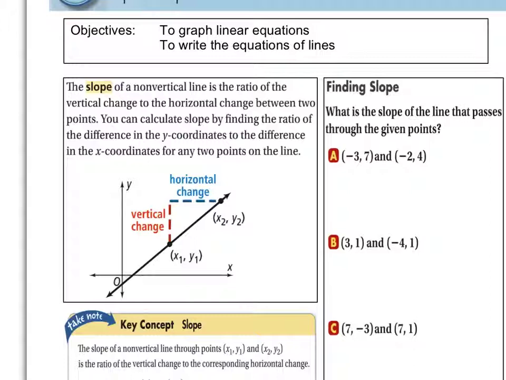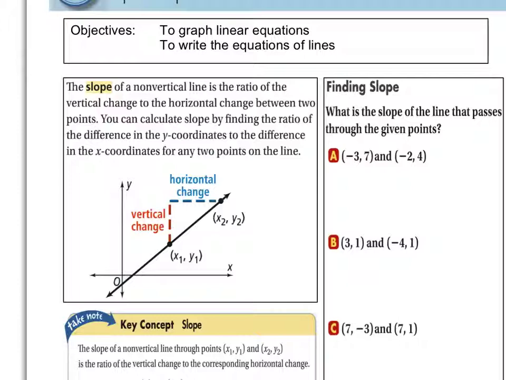As we look here, it says the slope of a non-vertical line is the ratio of the vertical change to the horizontal change between 2 points. You can calculate the slope by finding the ratio of the difference of the y-coordinates to the difference of the x-coordinates for any 2 points on the line. Now that's a lot of language, a lot of vocabulary there. Let's get down to essentially the nuts and bolts of finding slope.